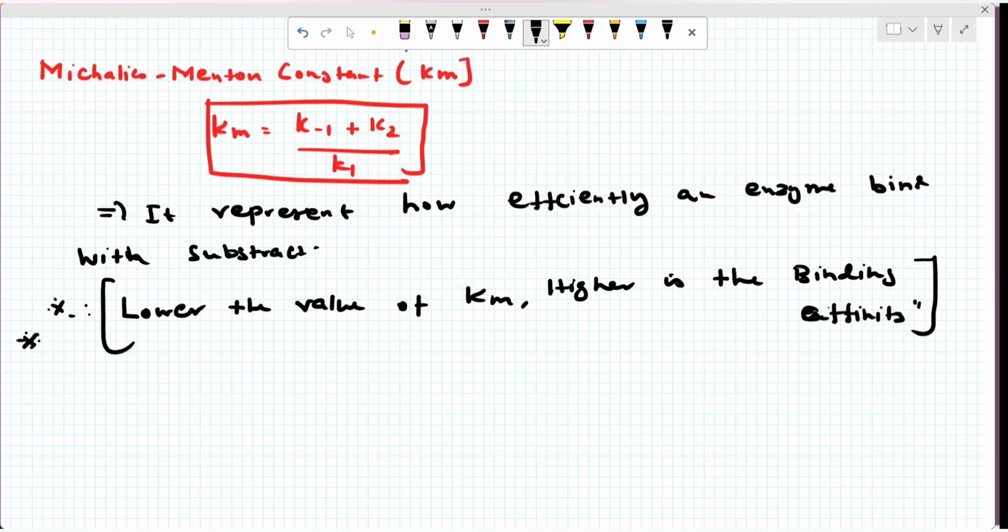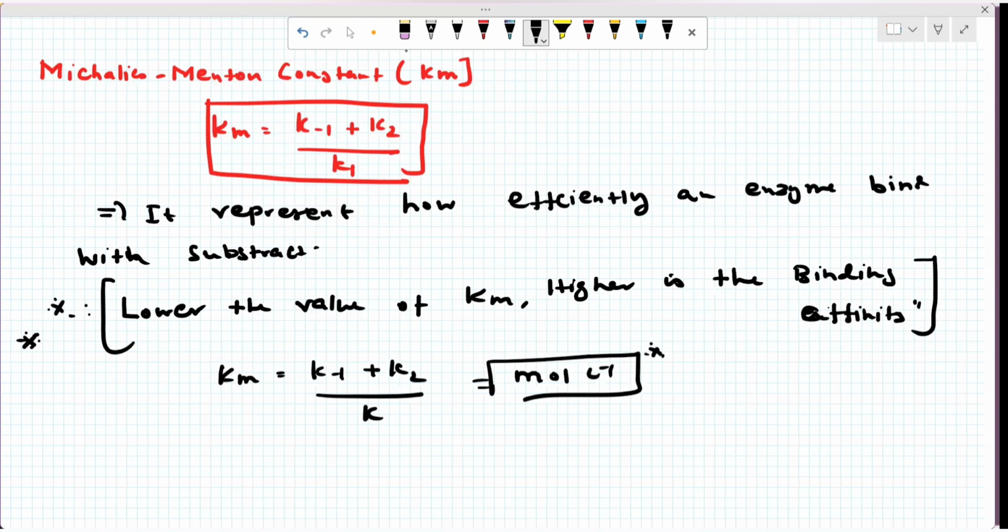Very simple. Km equal to K inverse plus K2 by K1. The K terms cancel fully. What is the unit now? Mole per liter. Please, mole per liter. You can just learn this directly. Okay, mole per liter.